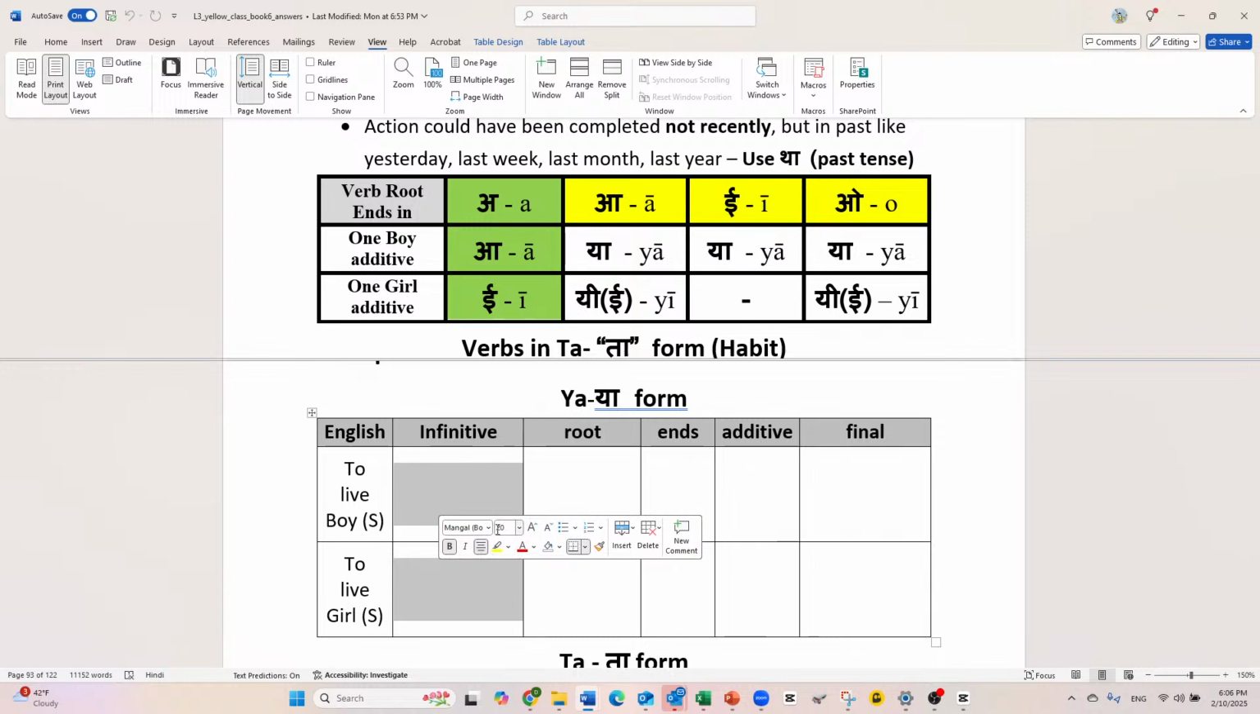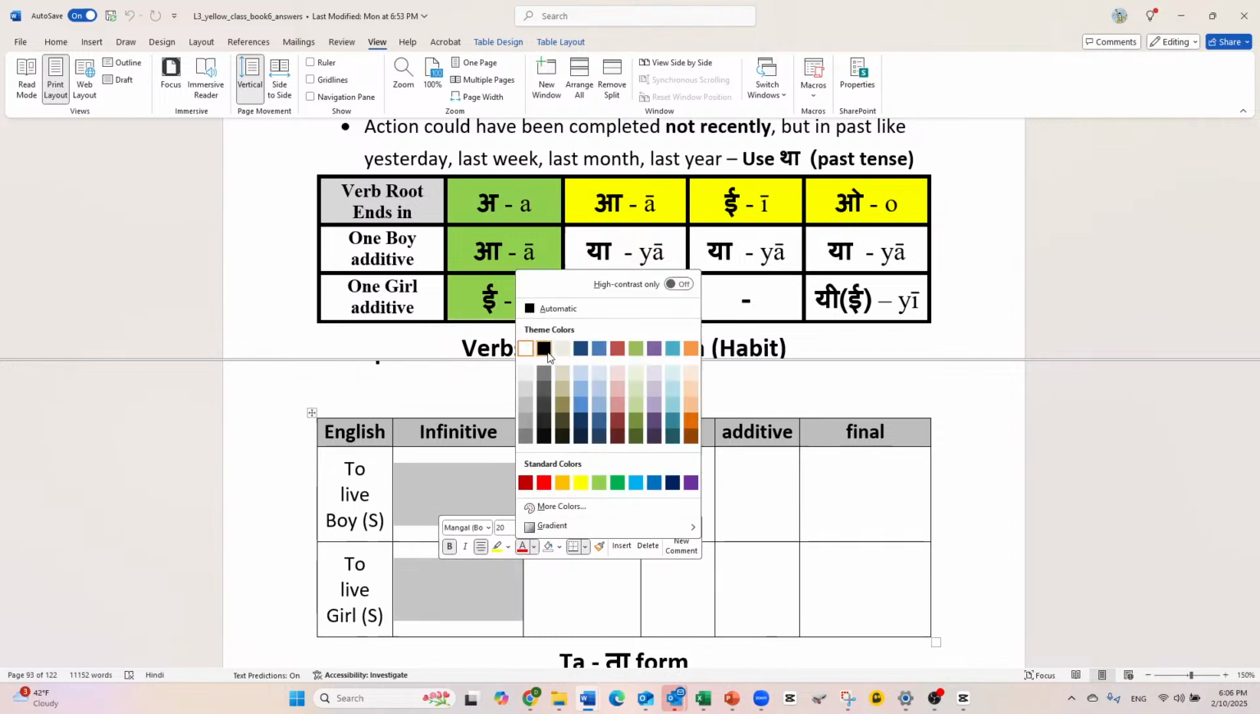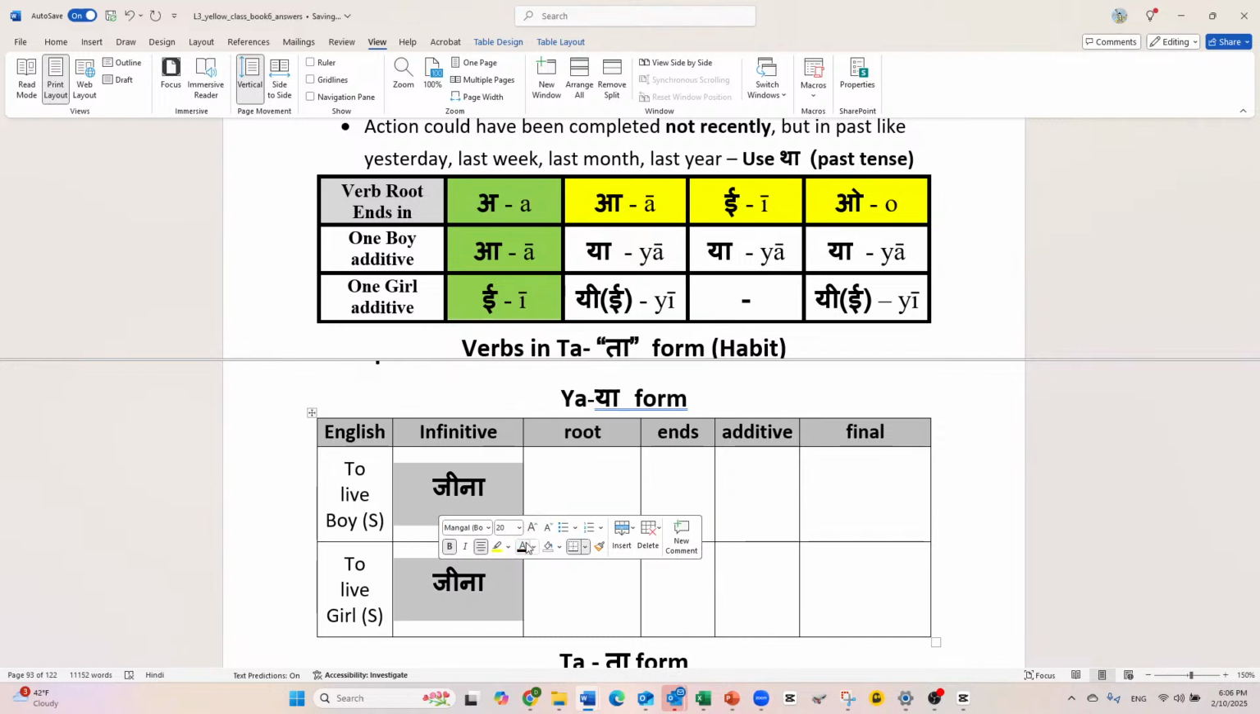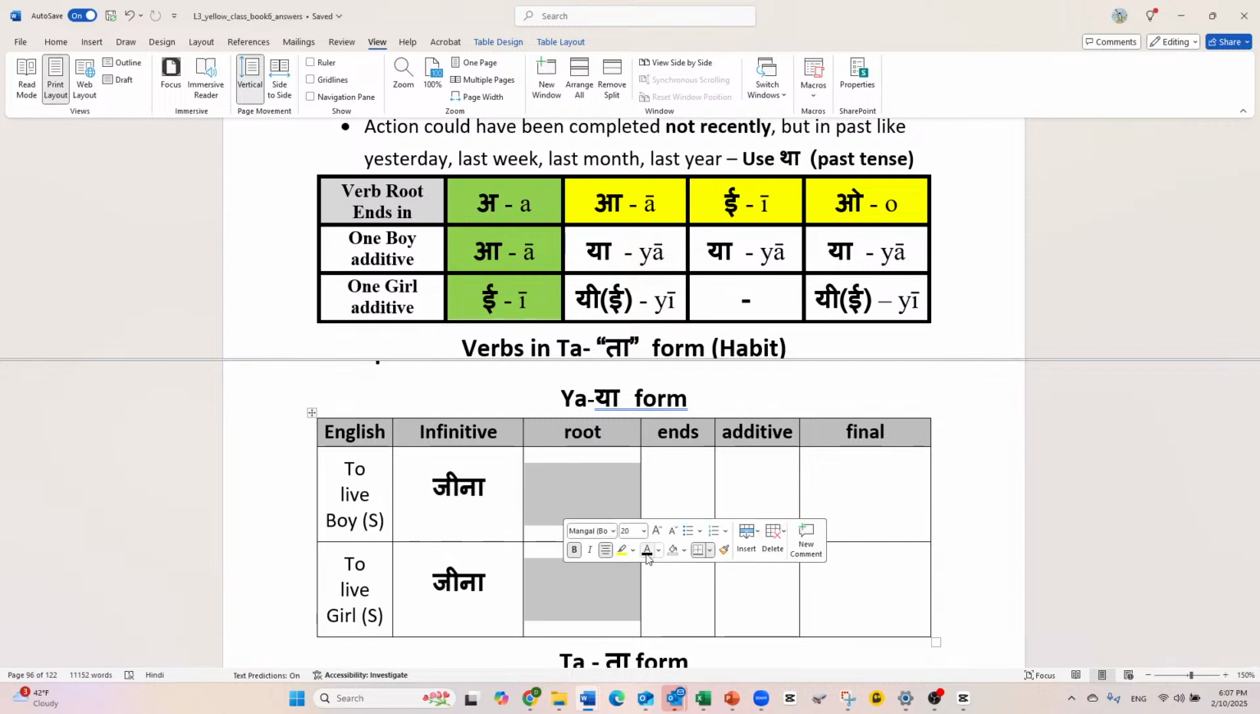Hold on, let's go to Jina. So what is the root of the verb Jina? What is the root? J. Yeah. So we take off na and we write J. Now, J ends in which of these four sounds? E. So we have E.